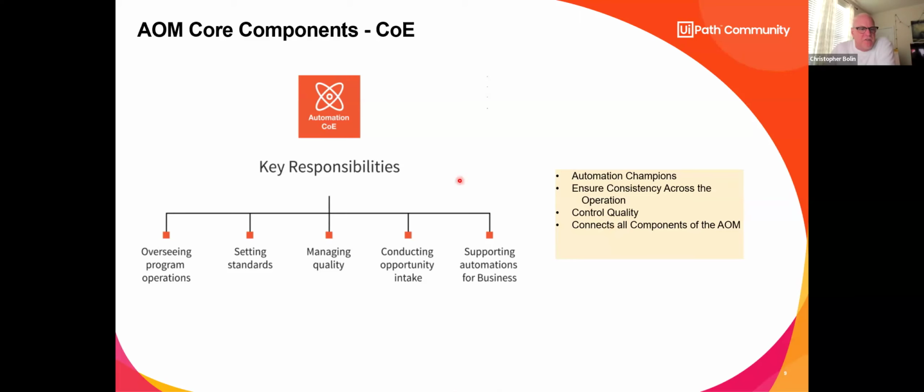The COE's responsibilities: overseeing the program operation, setting the standards like I just talked about, managing quality, conducting intake. And we're going to go into intake quite a bit next Monday. We're going to spend several slides talking about intake, because it's a very important part of your automation model, and supporting automation. So supporting is a little bit different if you're working for a client consulting firm, especially if you're working in the public sector.